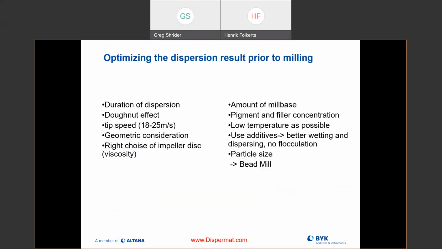Okay, so some important things to remember when we optimize our dispersion result prior to milling. We want to look at how long I'm dispersing my material, usually about 15 to 30 minutes, and I should have a pretty good solid material that I can now feed into my milling system. The donut effect, again, is a good visual cue. Tip speed, 18 to 25 meters per second. That's a good window to operate in.